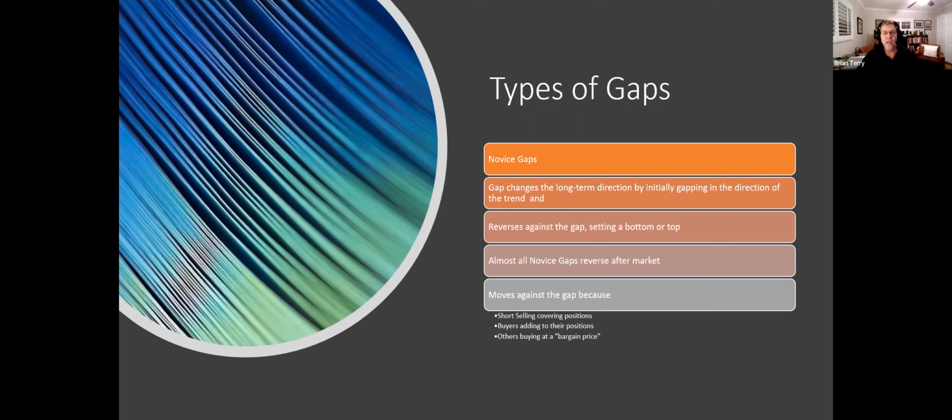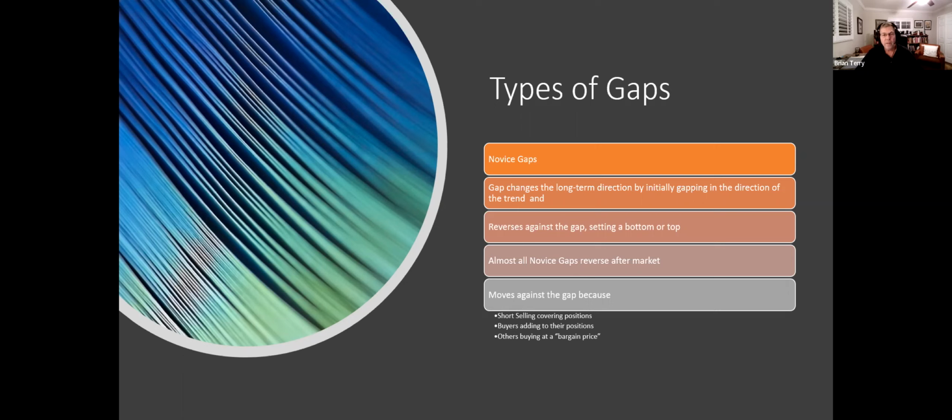And almost all novice gaps reverse after the market opens. So that's really the main difference between a professional gap and a novice gap. One is probably more rare, the professional gap, because it's going to be a complete reversal of the trend. And the other one can signify the end of a trend or just a pullback.